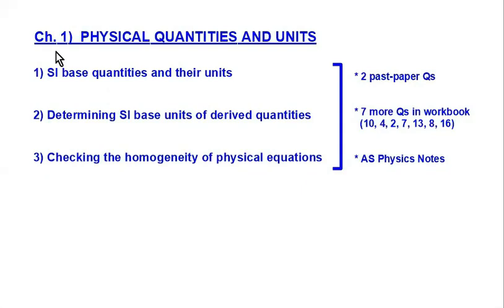Students, our first lesson ends here. In this lesson, we learned first 3 topics of chapter 1: SI based quantities and their units, determining the SI based units of derived quantities, and checking the homogeneity of physical equations. We also did 2 past paper questions on these topics in this lesson. There are 7 more questions on these topics in our workbook.